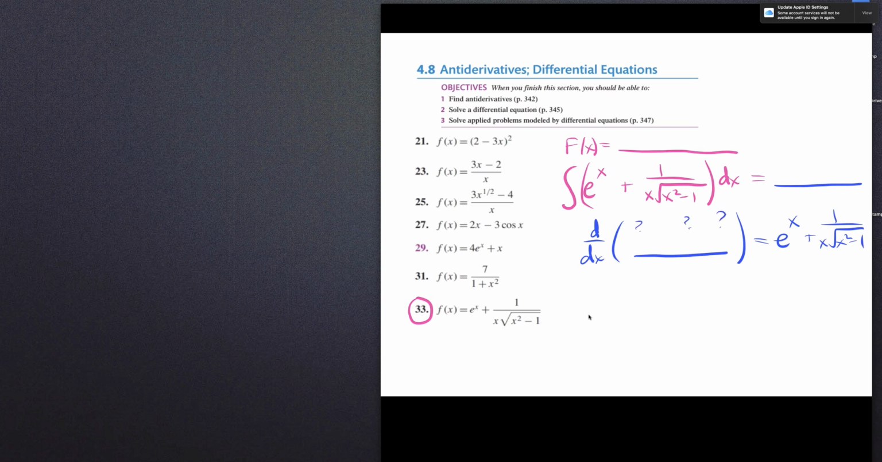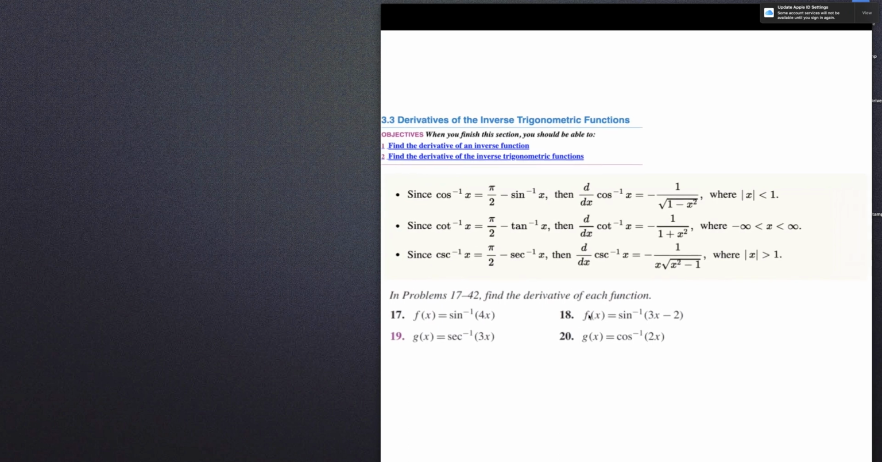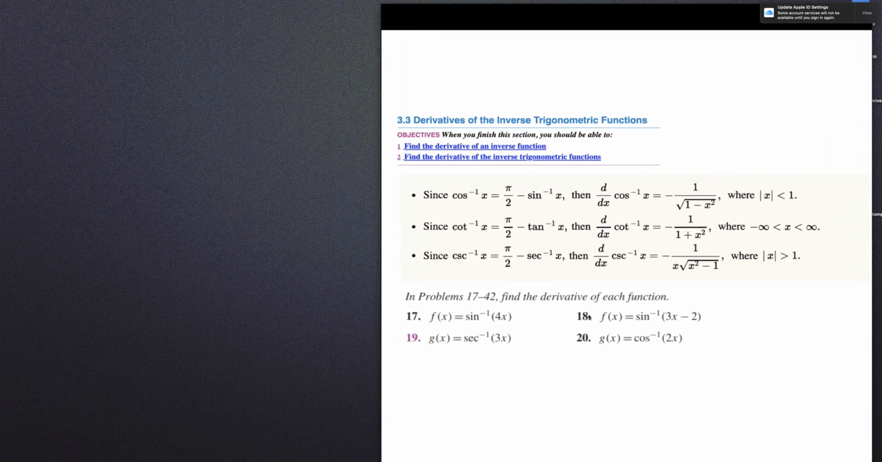You know part of the answer because you can see the e to the x here, and you know that the derivative of e to the x is e to the x. Here is a complicated looking expression, and we're trying to figure out what you could take the derivative of to get 1 over x times square root of x squared minus 1. And to do this, I'm just going to recollect us back to problems we had done in the past in the derivative section.